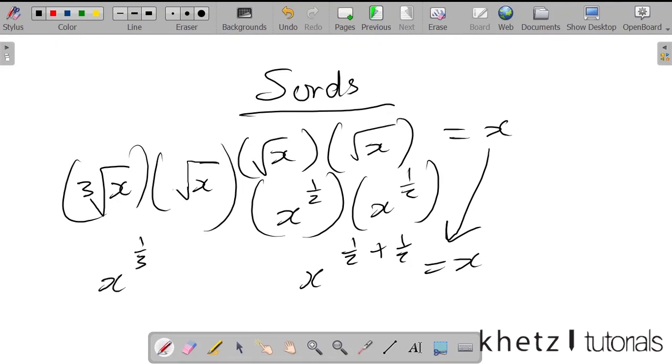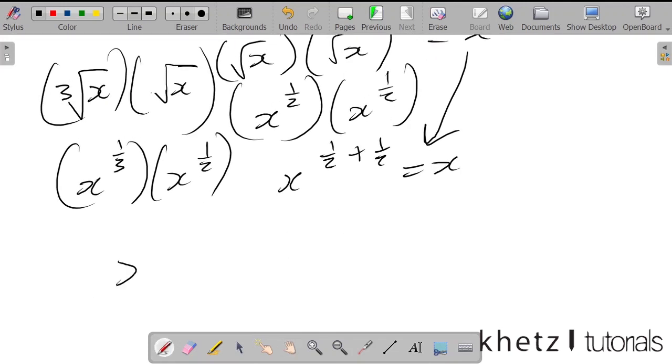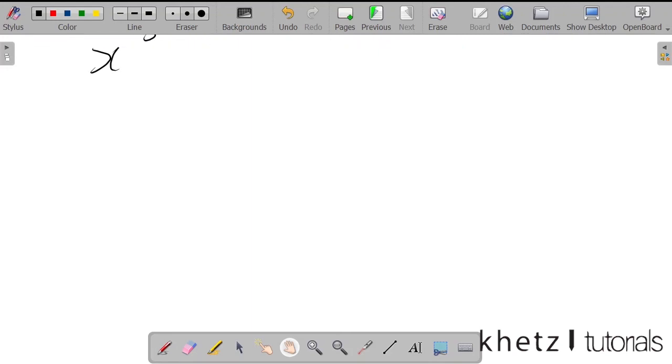So x to the 1 over 3 multiplied by x to the 1 over 2, and you'd add these up to find the answer, right? So that is what surds are all about. You mostly have the square root sign, you have the cube root, or whatever the case may be.